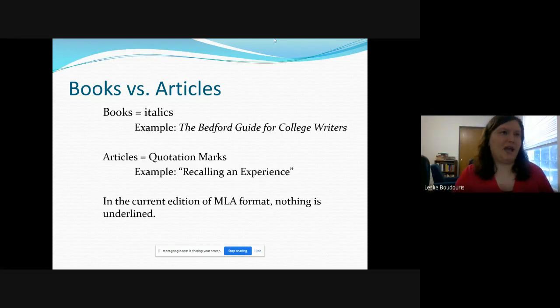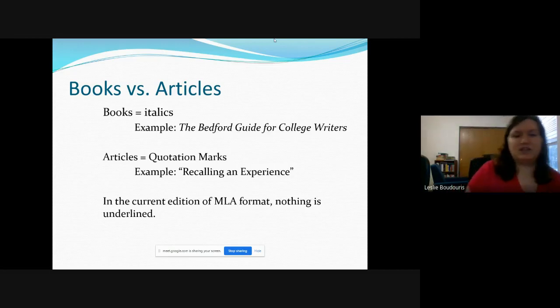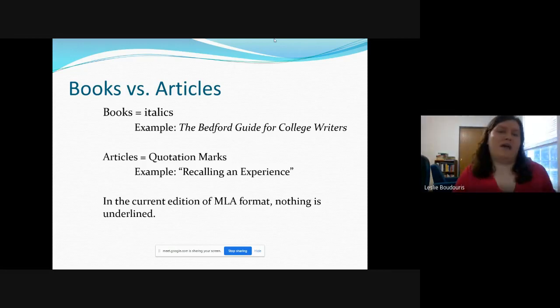So if you're looking at a website and you're citing something from the New York Times, publishers will also be in italics. But for the citations coming up next week, you won't have anything like that to italicize. So it'll be Bedford book, italics. An article or chapter, a smaller work within a larger work, is going to be in quotation marks. And like I said, nothing is underlined.